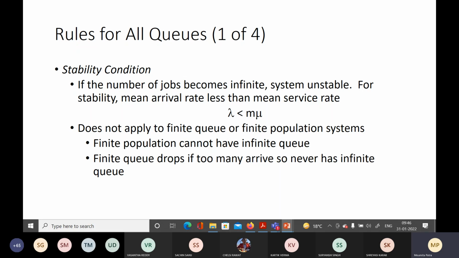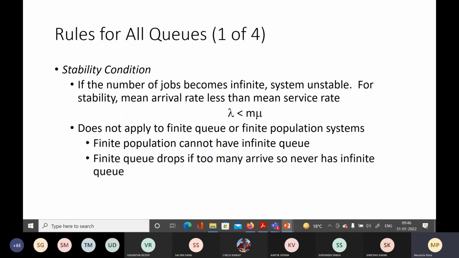So we have seen how we represent different values, or how we notate different properties of the queue. Now we need to find out what the different rules are that are required for queues. We will have 4 different rules, so rules for all queues. Let us start with the first one, that is the stability condition.